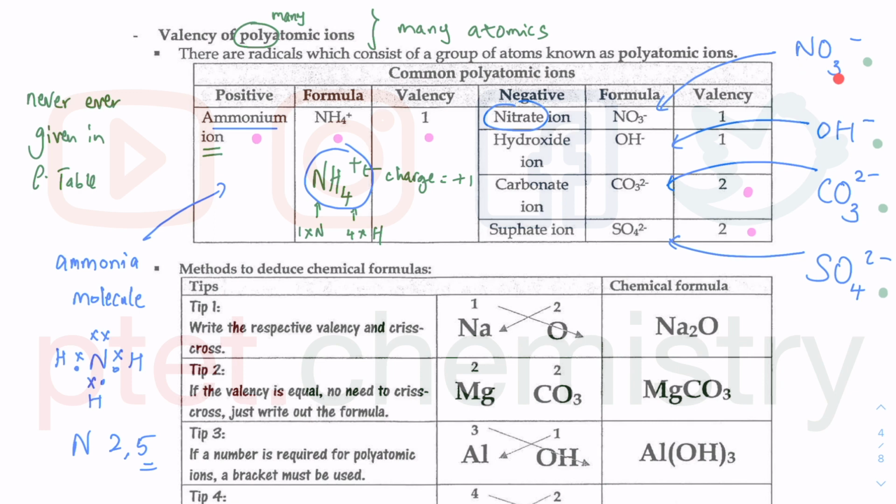Nitrate, NO3 minus, carbonate, CO3 2 minus, hydroxide, OH minus, sulfate, SO4 2 minus, ammonium, NH4 plus. Until you can do all these naturally, which there are only 5 examples, so you must spend time on getting them correct and never again ever getting them wrong in the future.